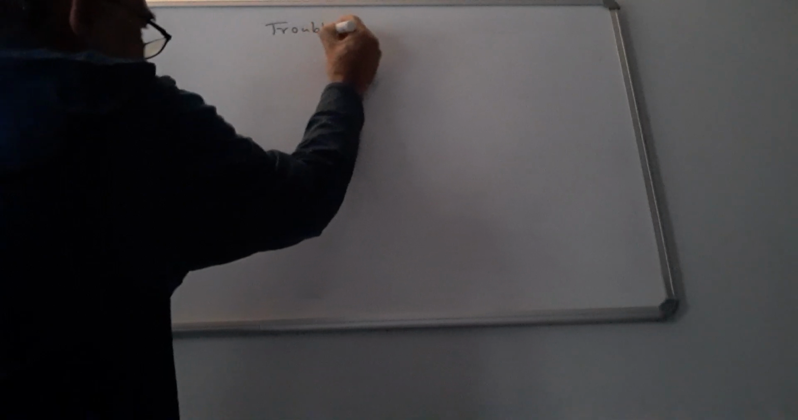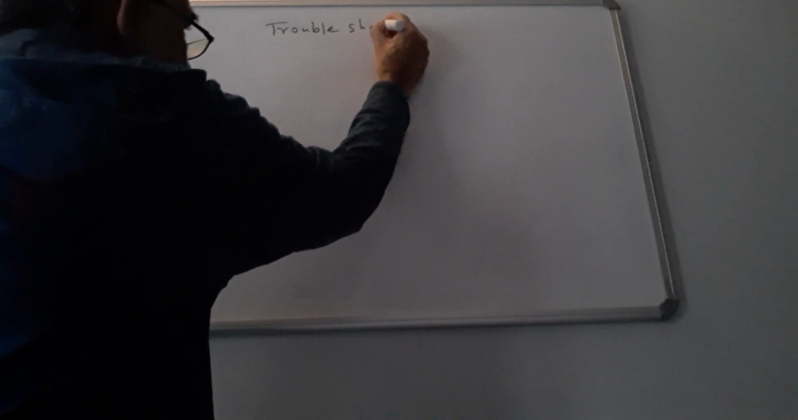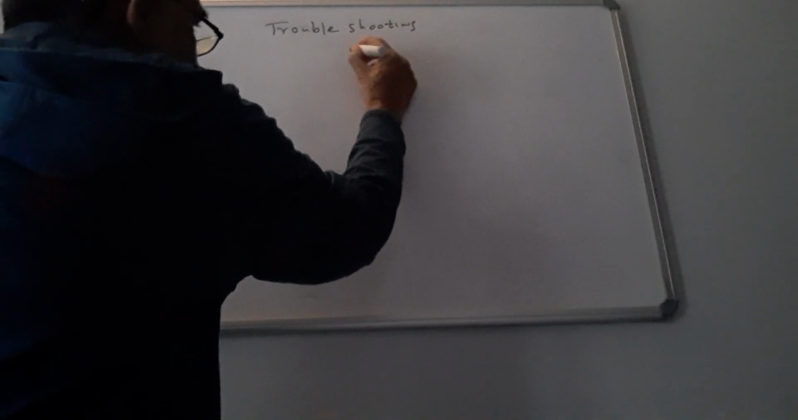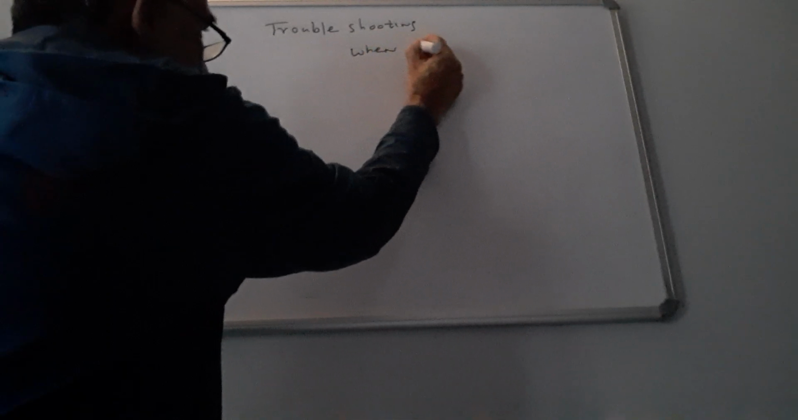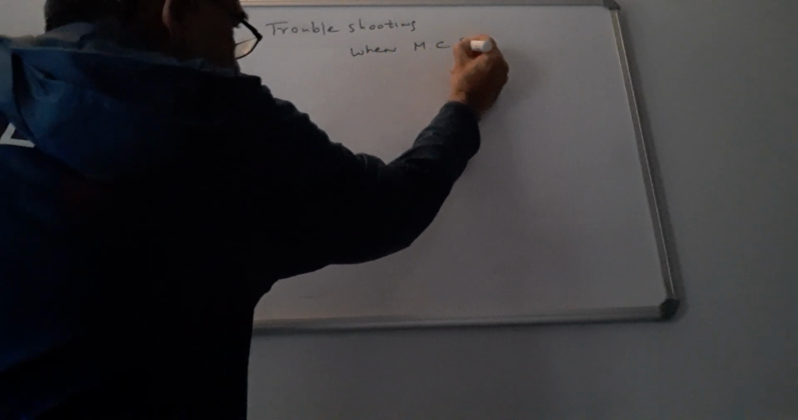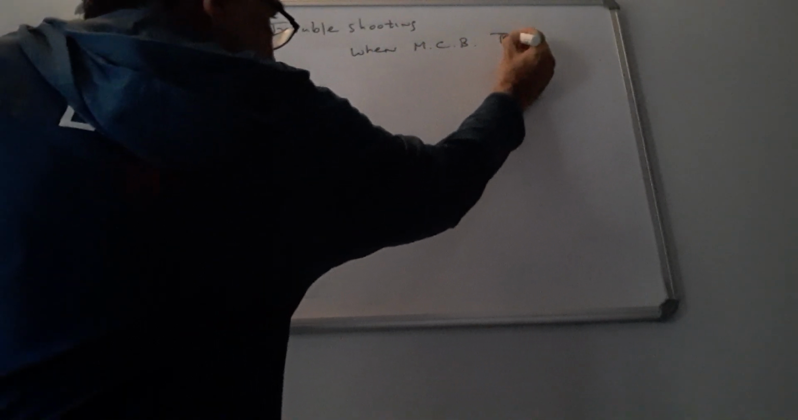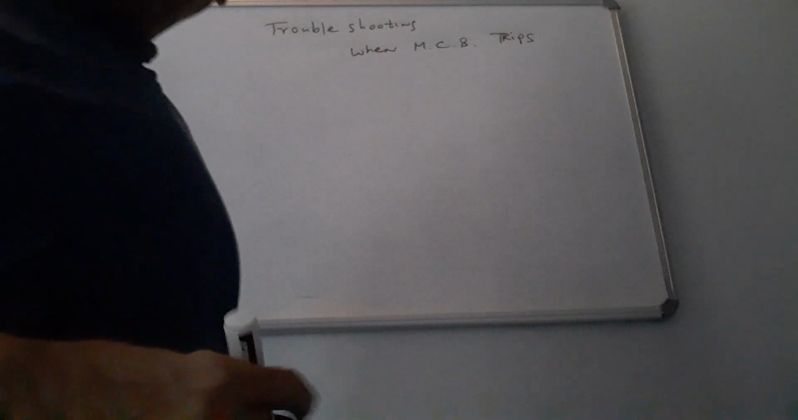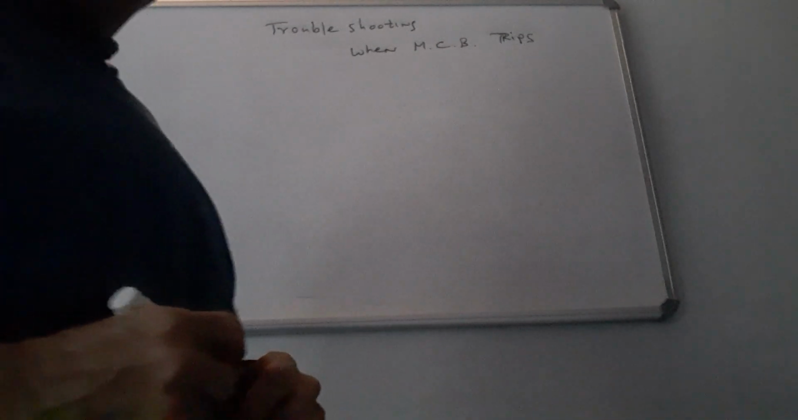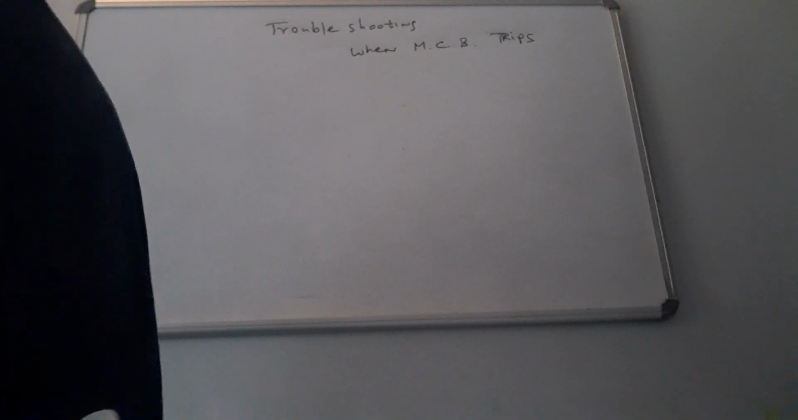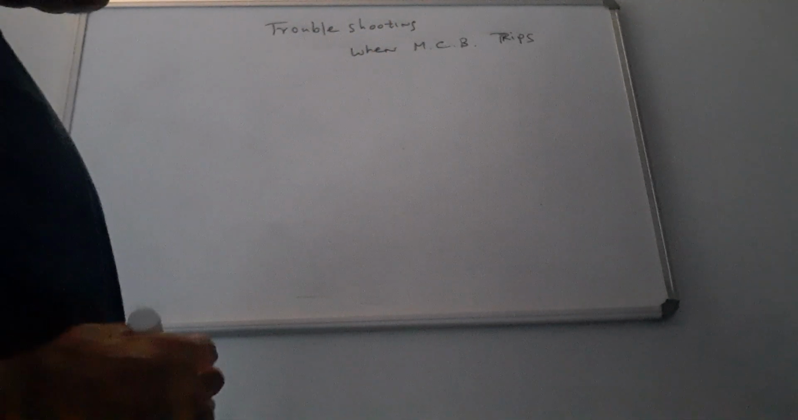Today we will do how to do troubleshooting when an M.C.B trips. Now each house has got about 5 or 10 M.C.Bs. If one of them trips, that means there is a short circuit somewhere. So how to find out where is the short circuit?